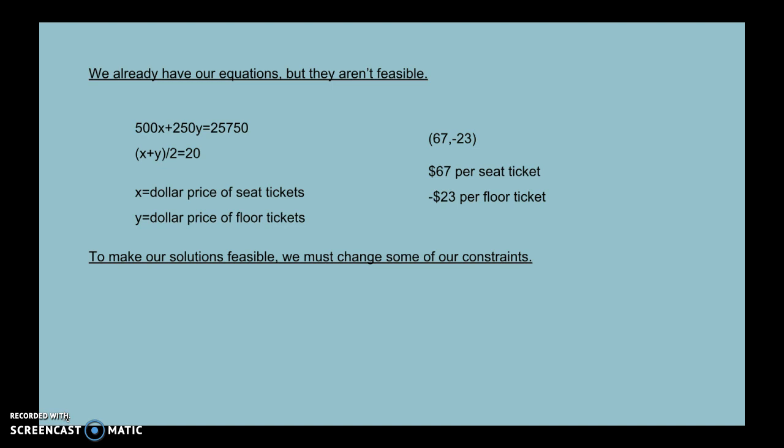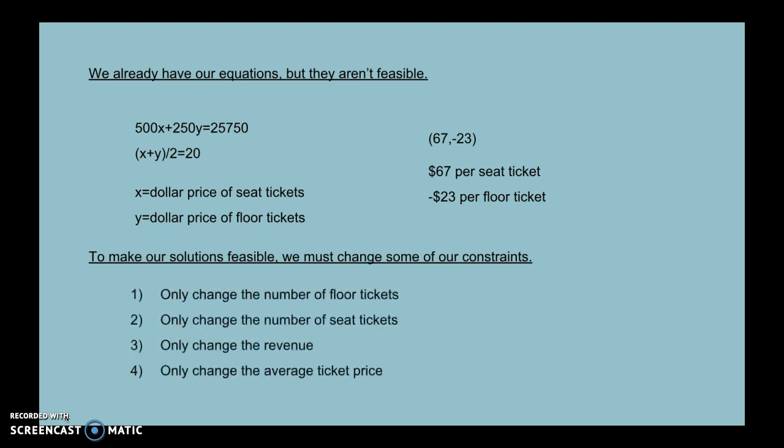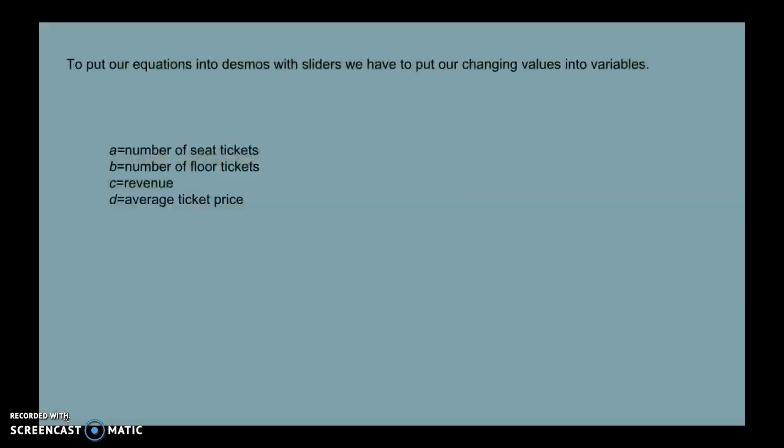You have to change some of the constraints, obviously, and the four that we were given are changing the number of seat tickets and changing the number of floor tickets. We could change the revenue, and we can change the average ticket price. So we'll go through and change one at a time and see what works out better, and find a reasonable solution.